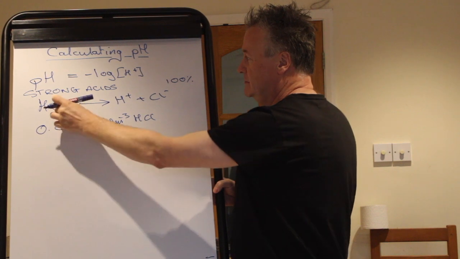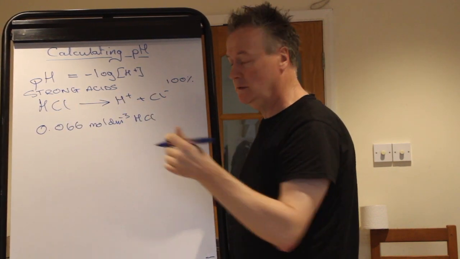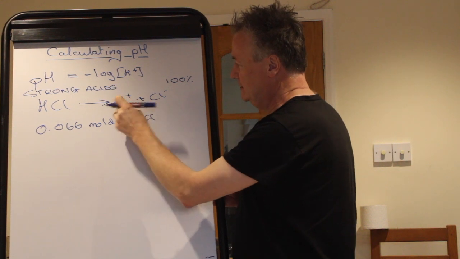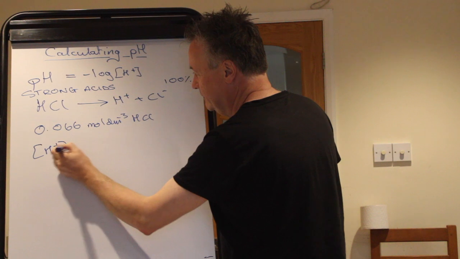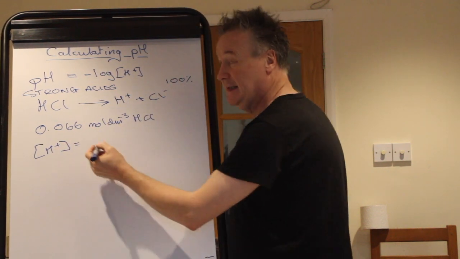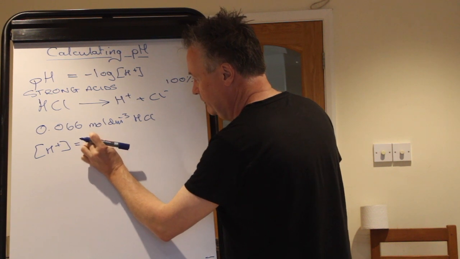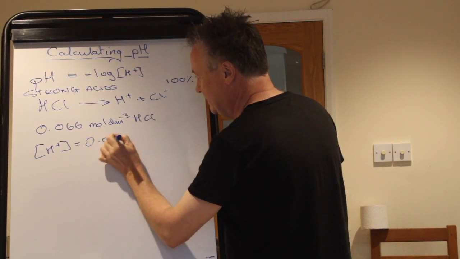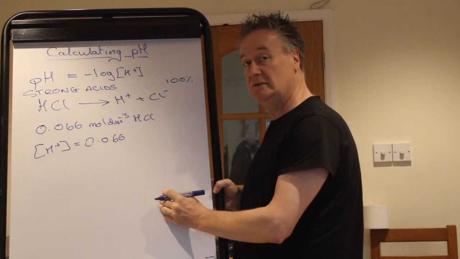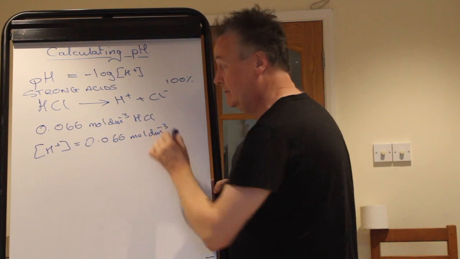The concentration of HCl means that those are firstly equal, secondly that is the same as that. So the concentration of H plus, because of this 100%, is 0.066. That is the concentration, moles per cubic decimeter, of course.